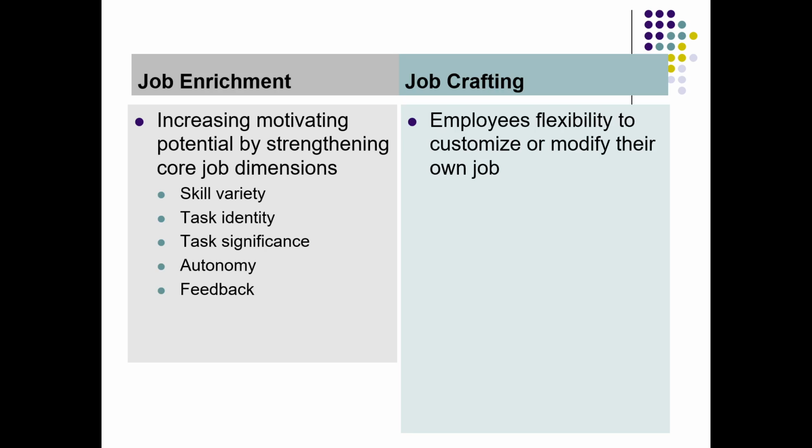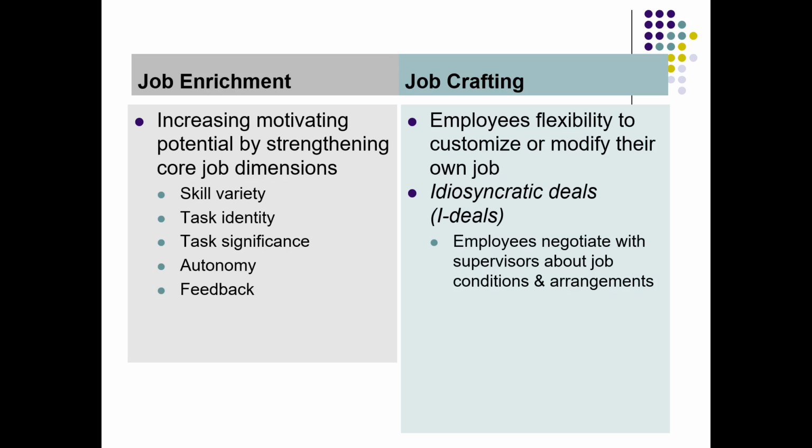So job crafting. Employees have the flexibility to customize or modify their own job. Okay, so instead of imposing so-called enrichment, the employees are going to customize or modify their job. So the organization is going to make what are called idiosyncratic deals with each employee. They're called ideals, so that each employee kind of customizes how they do their work. They negotiate directly with their supervisors about their own job conditions and their own arrangements.